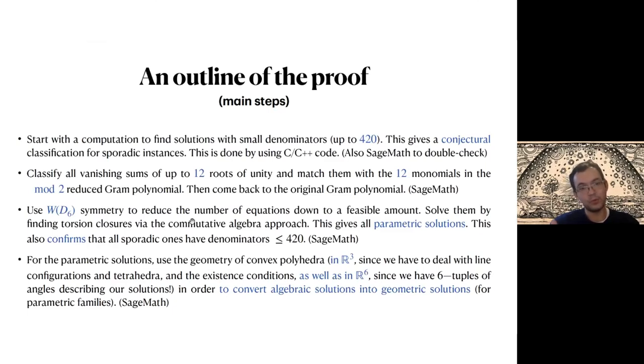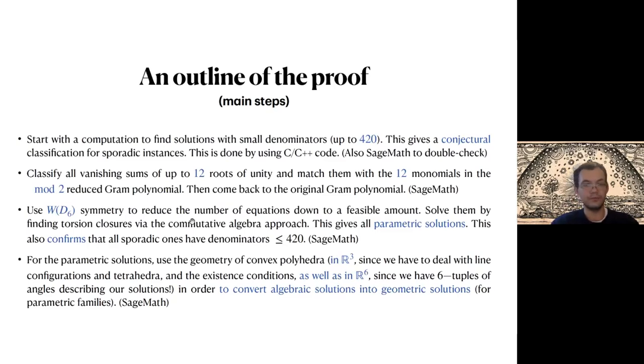After this step, we use this large symmetry group, WD6, to reduce the number of equations down to some feasible amount. It's still in the hundreds, but not in the thousands or dozens of thousands. So in the hundreds, we can use torsion closures and solve all those equations. So find torsion closures of the corresponding ideals. This gives us all possible parametric solutions. Not only it finds some parametric solutions, it actually proves that we find all of them. So we have a complete classification here, and it's algebraically certified.